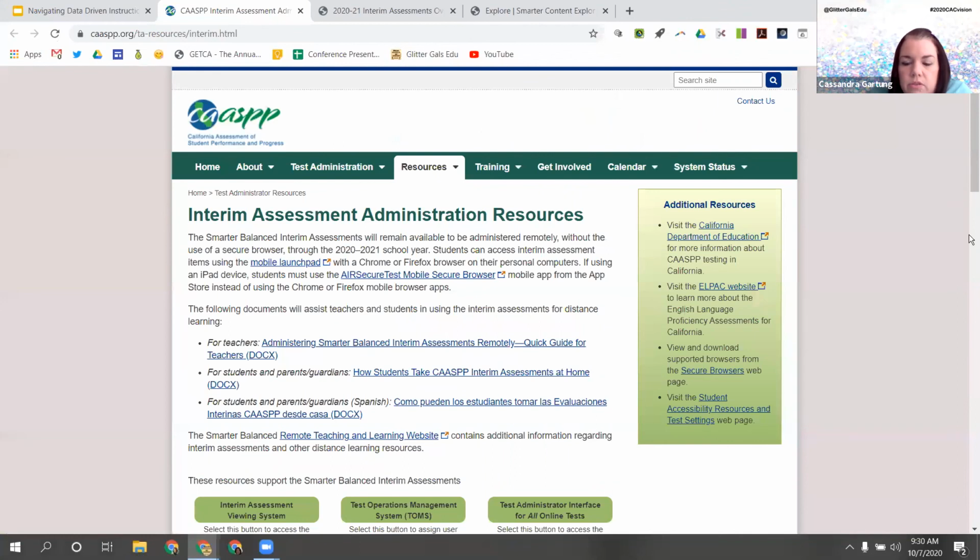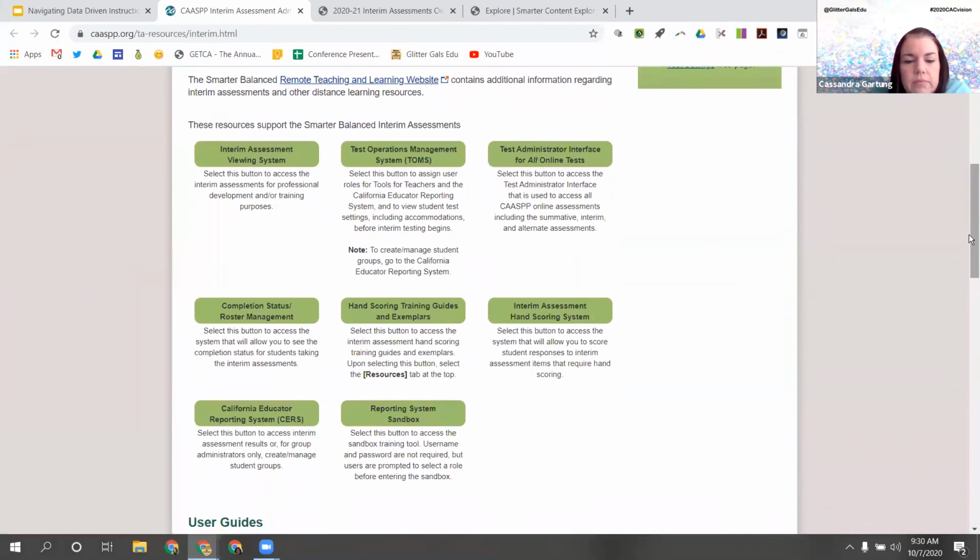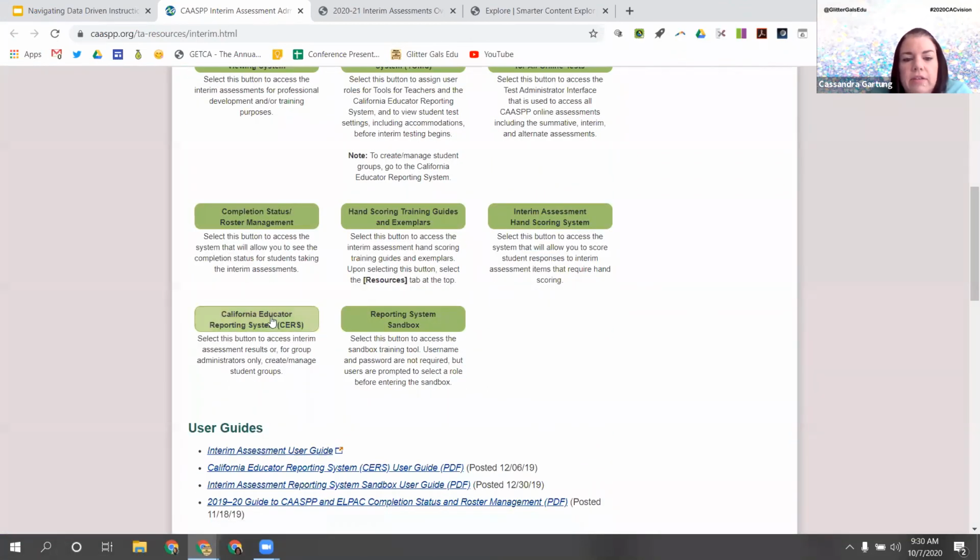And when you scroll down, you're going to see these two lovely buttons down here. The California Educator Reporting System, this is the live link with your data in it. And the reporting system sandbox is a great place for you to start if you've never, ever gone in the system or seen any of the reports, because you can go and touch every single button and play with it. You won't break it, promise. I've tried. And you can see how everything works in there and how we can really begin to look at that data.